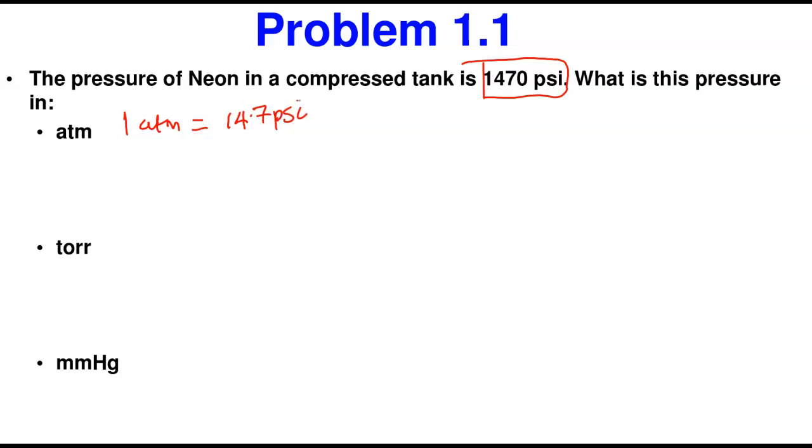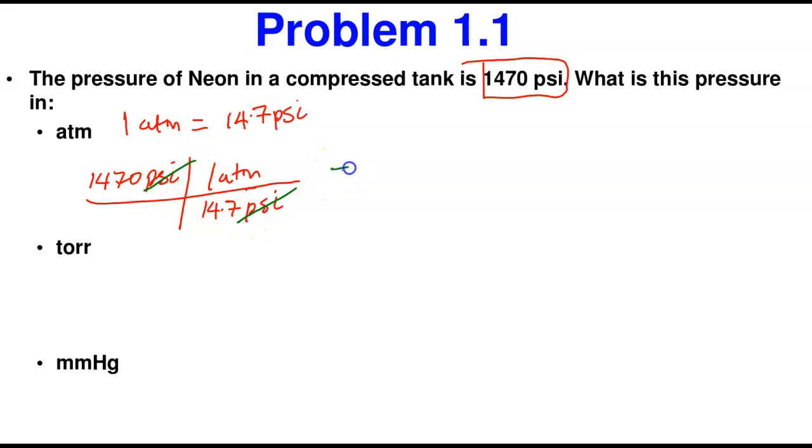So going from there, we're going to convert from this to this. What that simply means is that we're going to put this on the bottom so that it's going to cancel. So we're going to start with 1470 psi, times, of course, 1 atm. The atm has to be on top, that's what I want to get, over 14.7 psi. And if you cancel this, psi cancels psi, and your answer is going to be 100 atm. That is what we're going to get here.